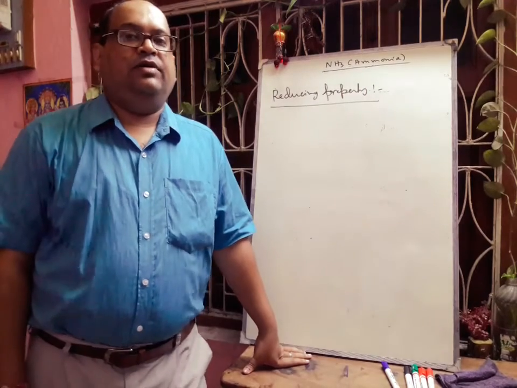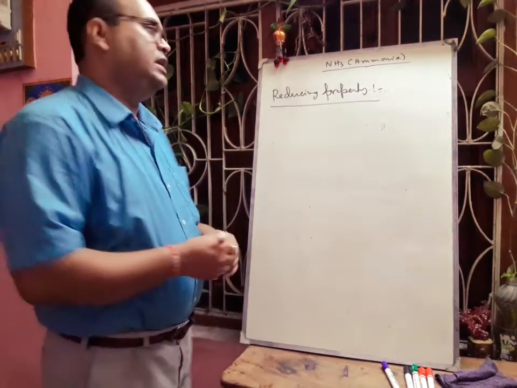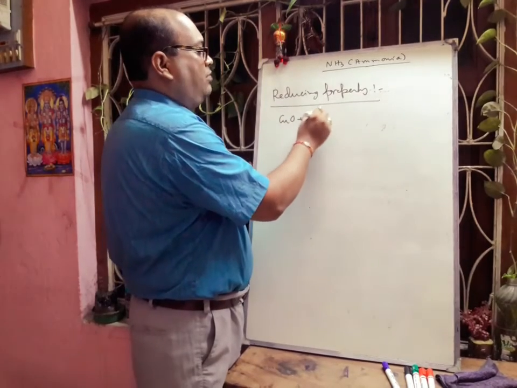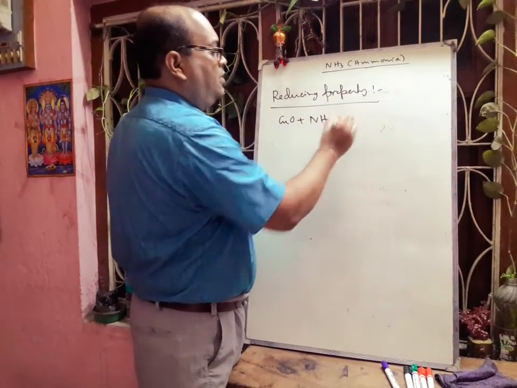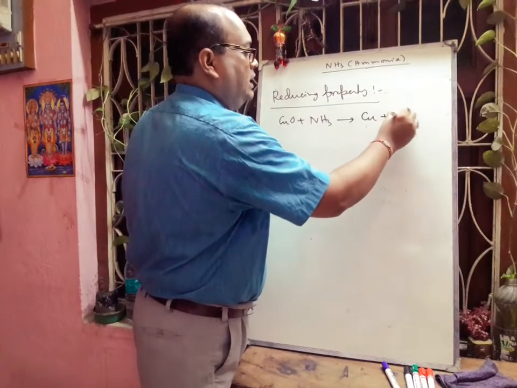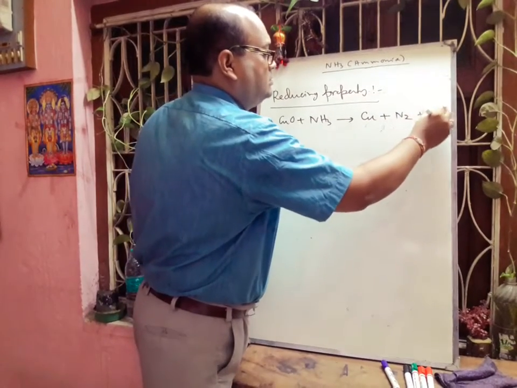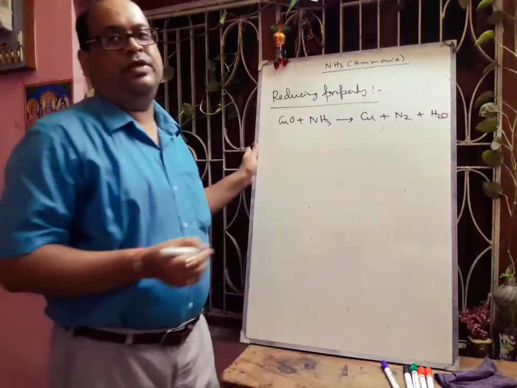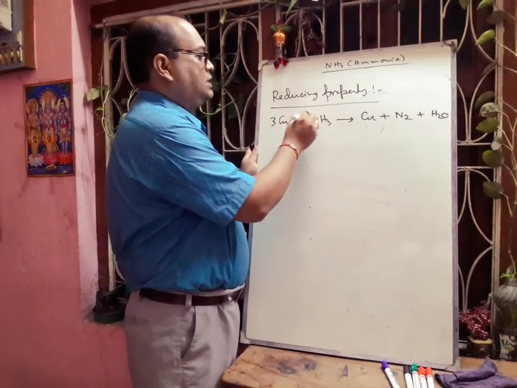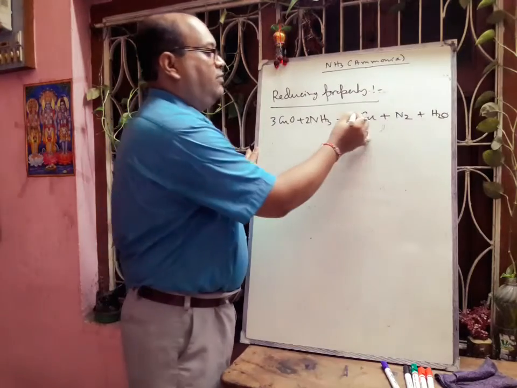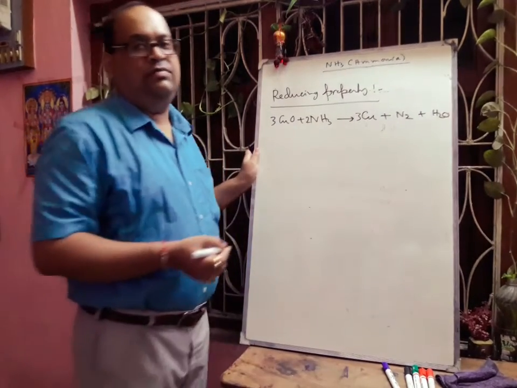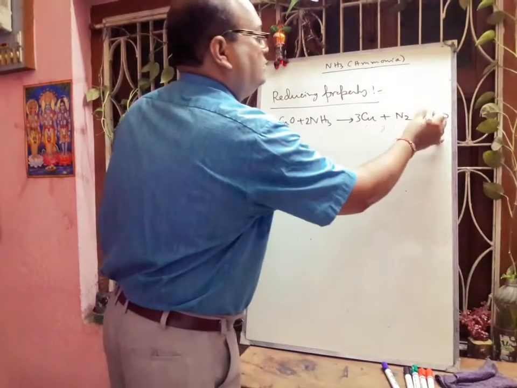Now, if we write the reaction, then you can understand. So, CuO will react with ammonia gas, forming copper plus nitrogen plus water. Now, here you have to balance. 3 CuO plus 2 NH3 will form 3 Cu plus N2 plus 3 H2O.